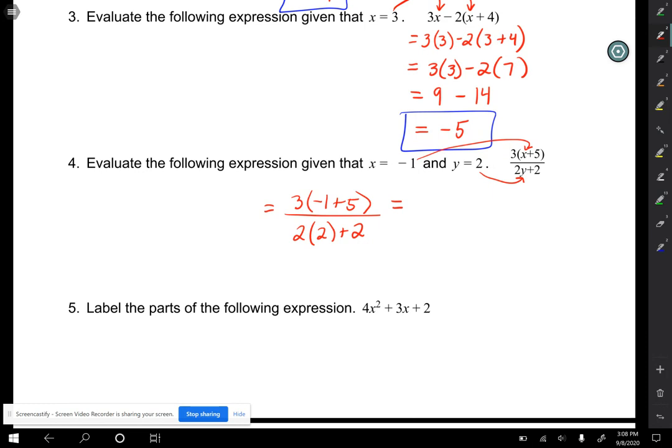Equals 3 times, inside this parentheses right here, negative 1 plus 5 is 4. And on the bottom we have 2 times 2 is 4, plus 2. That's going to equal 3 times 4 is 12, over 4 plus 2 is 6. 12 divided by 6 is 2 for our final answer.